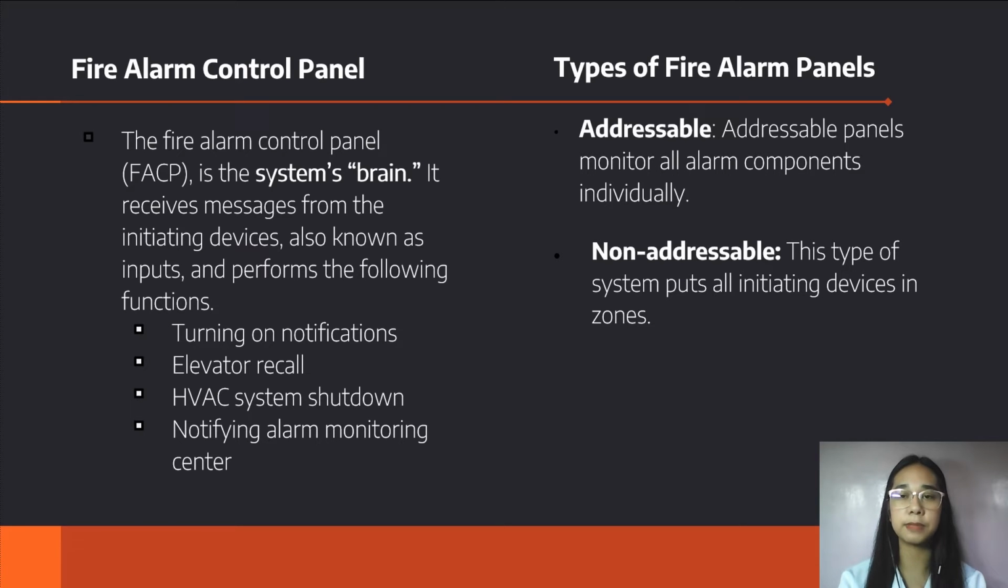Then we have the types of fire alarm panels. There are actually two types. First is the addressable panels. Addressable panels monitor all alarm components individually. Each device comes with a distinct separate address, which allows the panel to know their status. Then we have the non-addressable. This type of system puts all initiating devices in zones, meaning users physically have to check each device in that zone to find the one in alarm.